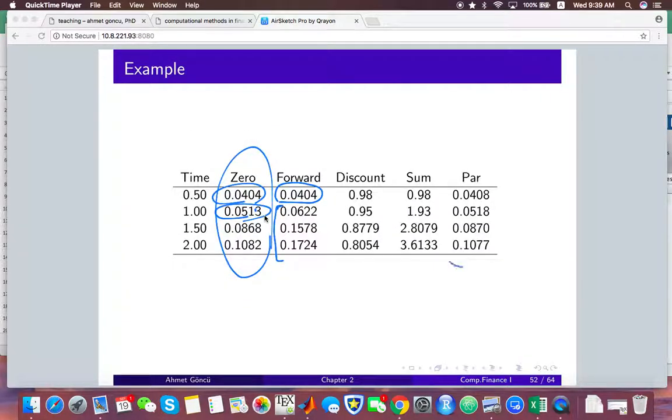So you can see that the par yields are written here. And you can also notice that the par yields and our zero rates are closely following each other.